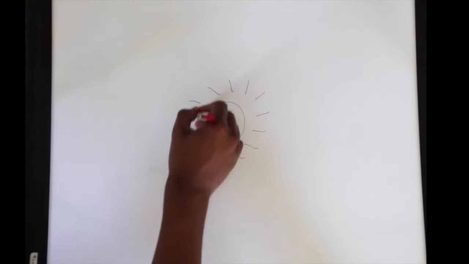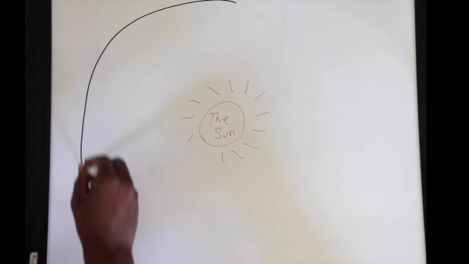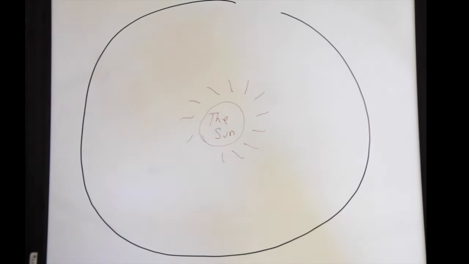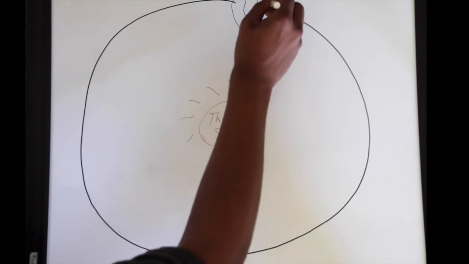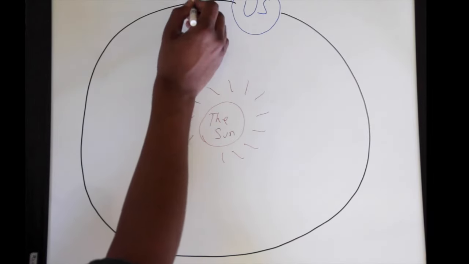Here's the Sun, and here is the Earth in orbit about the Sun. If we apply an impulse tangential to its orbit, we can slow down and eventually stop the Earth.